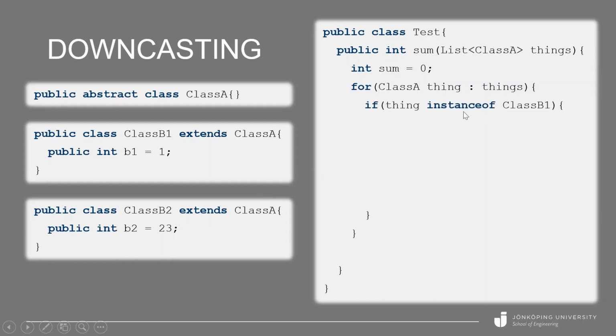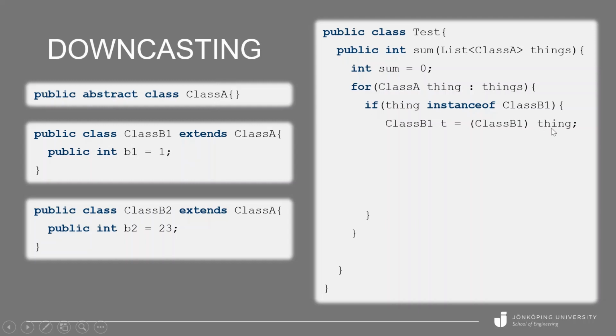So here we can use the instanceof operator to check if thing is an instance of class B1. And if it is, then we write code like this to downcast the thing into the class B1. So up here, we see the thing as an instance of class A, so we can only do things with it that are specified or defined inside class A. But since B1 and B2 are defined in the subclasses instead, we can't access them when we see the object as an instance of class A.